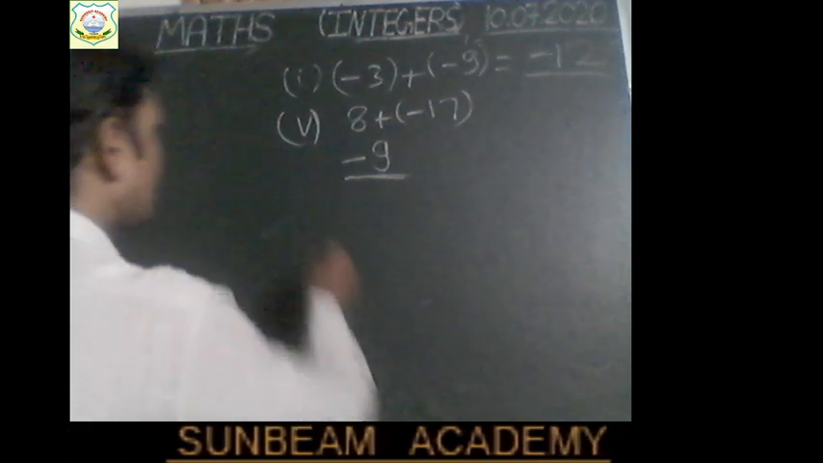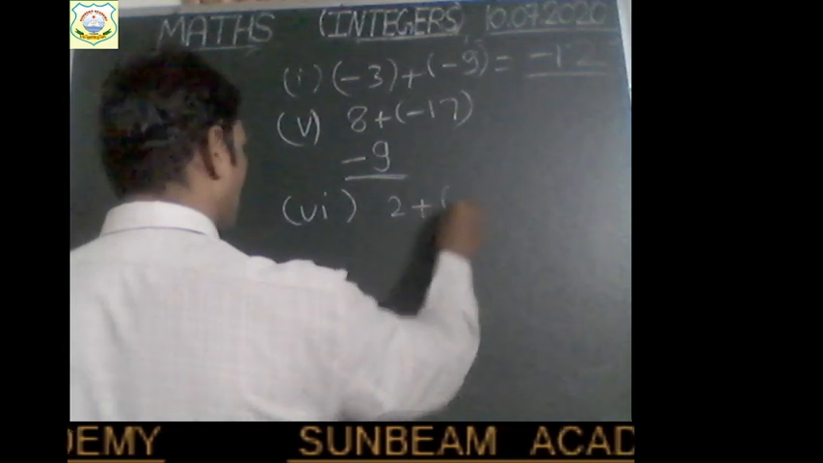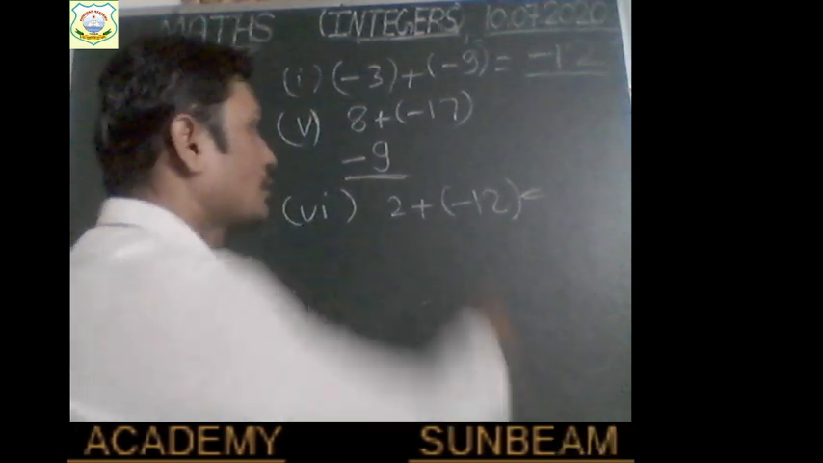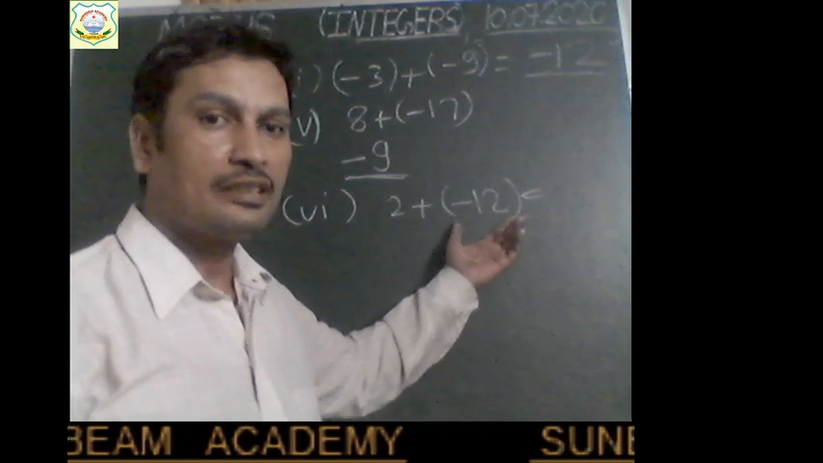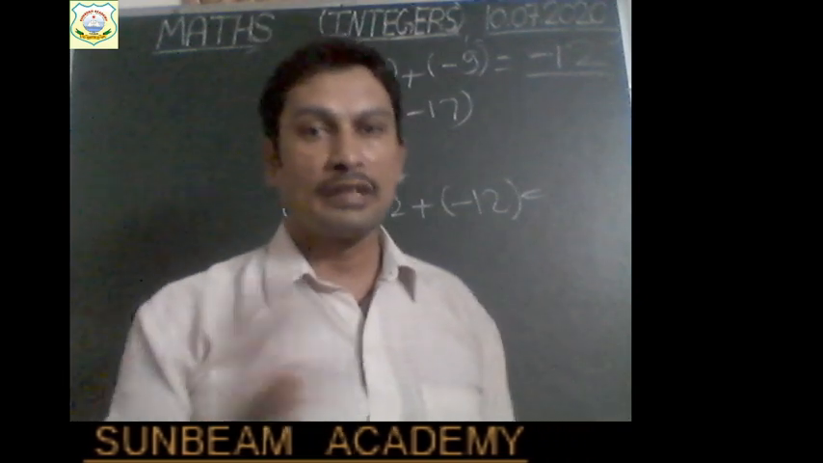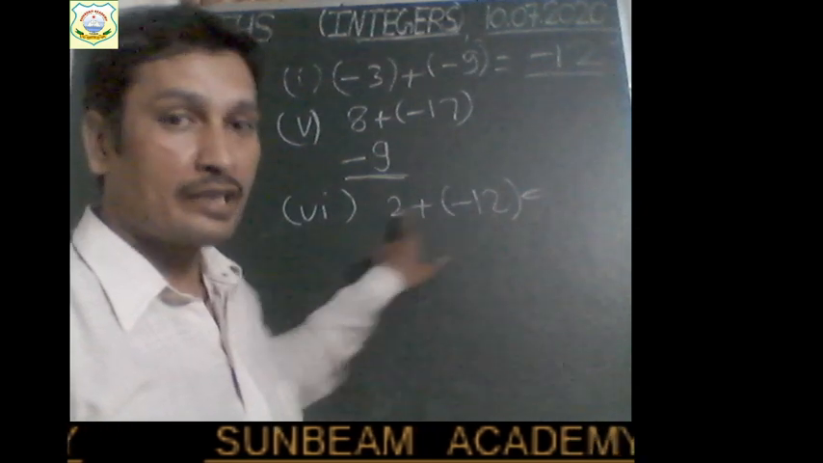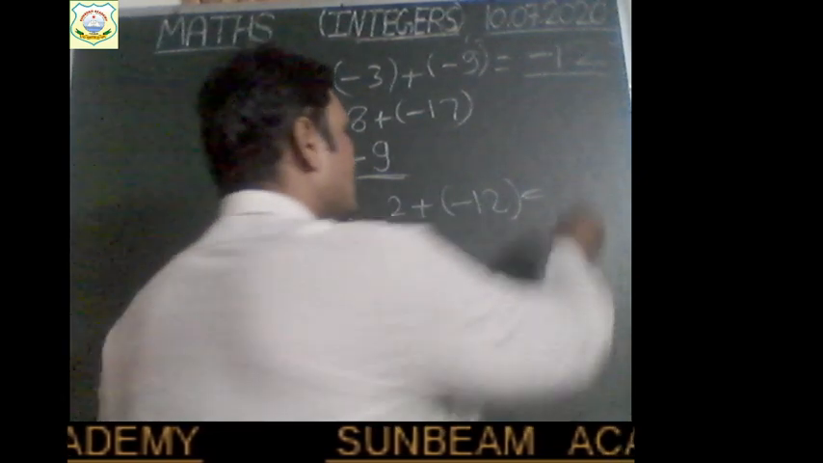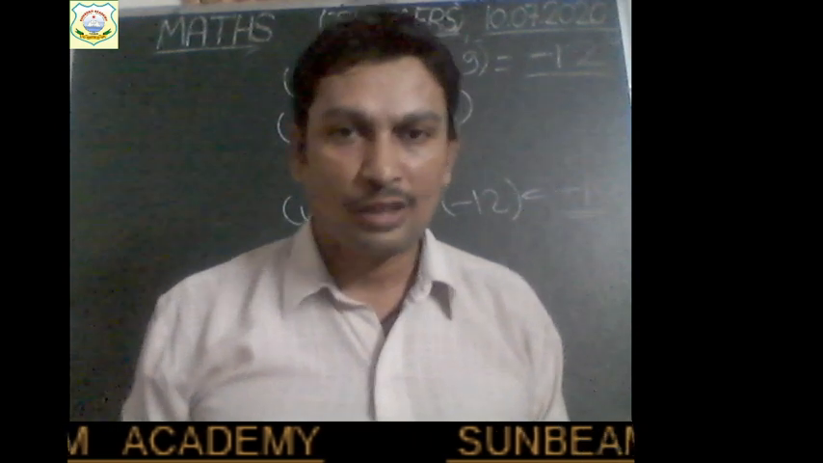In the same way, sixth part, here it is 2 plus minus 12. Same thing is here again. The positive integer is smaller, the negative integer is greater. Negativity is greater. Okay, so we will subtract. They have opposite signs. To subtract them, 12 minus 2 will give 10 and minus 12. Okay, 12 is greater than 2, so we will use the sign of 12, that is the minus sign. So what we get? Minus 10. So I think all of you can solve this question now.